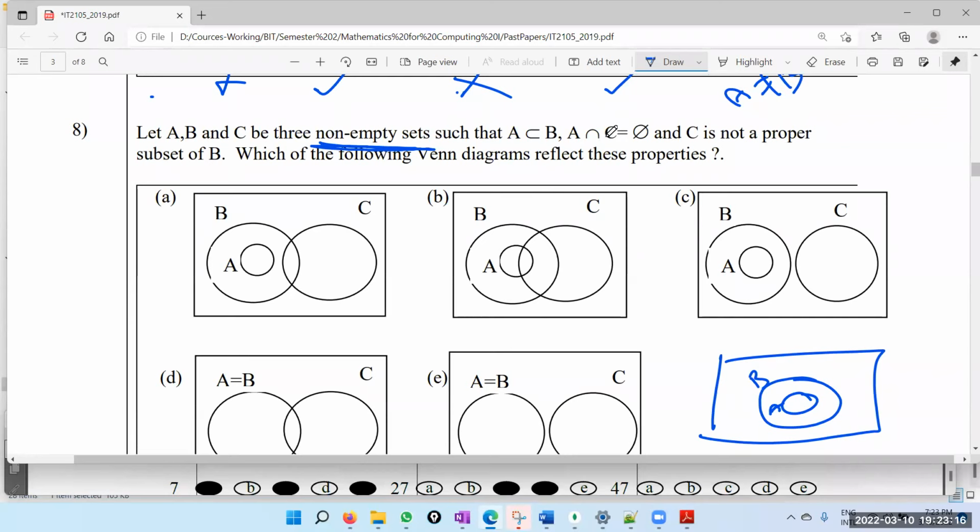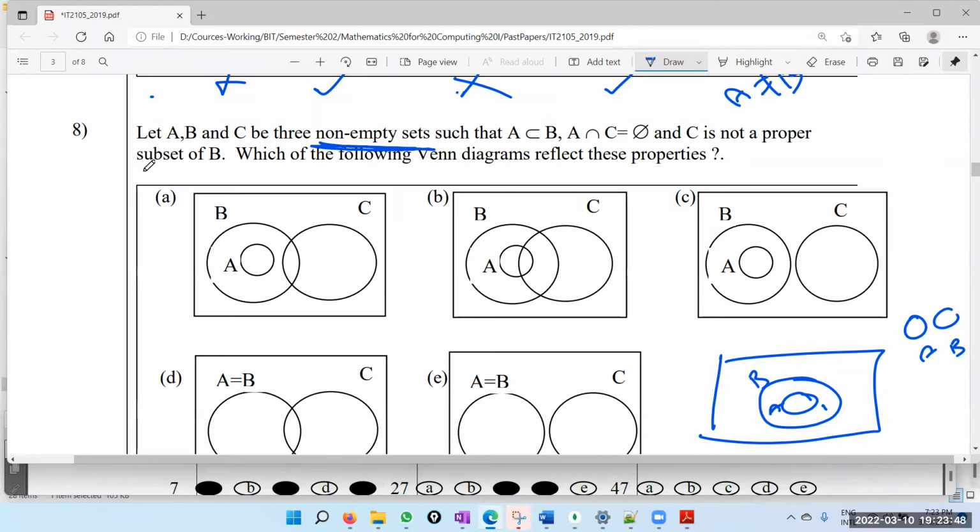A intersection C is 5. So that means A and C has no intersection. So A and C must be something like this. Right? Because they say A intersection C is 5. Okay. So still we don't know whether C is here or here, or maybe the intersection is here. So there are three possibilities for C now. Something here, or something here. Okay. Right. So what is the other thing they say?